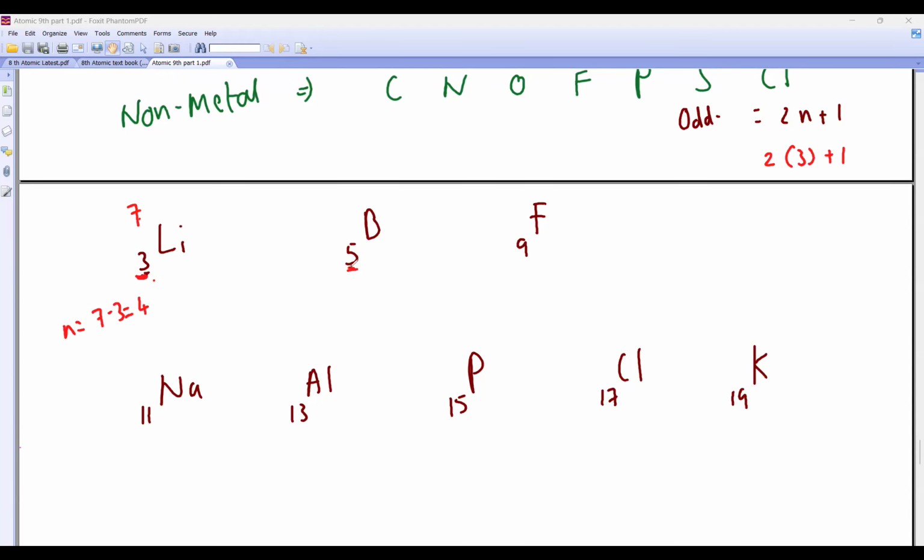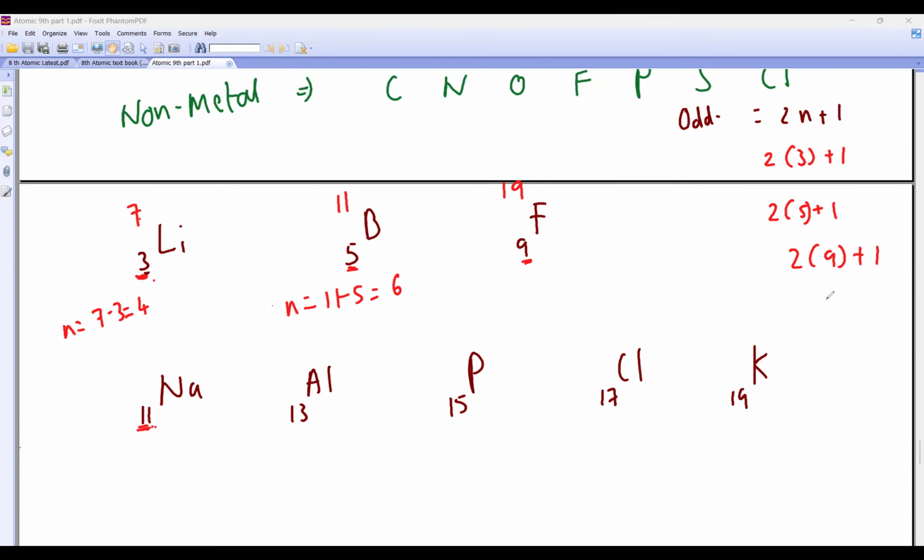Now boron is 5. So 2 into 5 plus 1 gives 11. Once you get the mass number, the neutron will be 11 minus 5. Clear? For fluorine, what will it be? 2 into 9 plus 1. What do you get? 19.